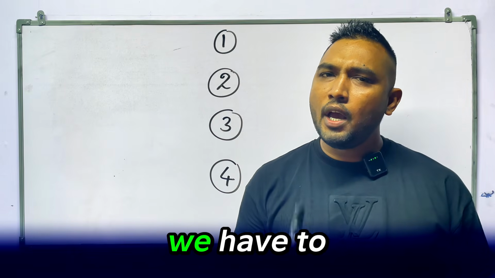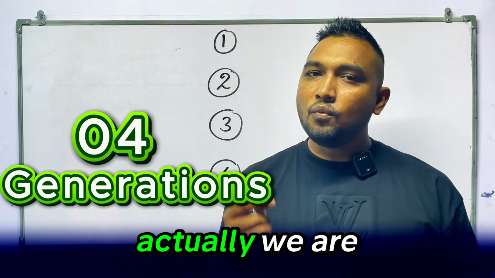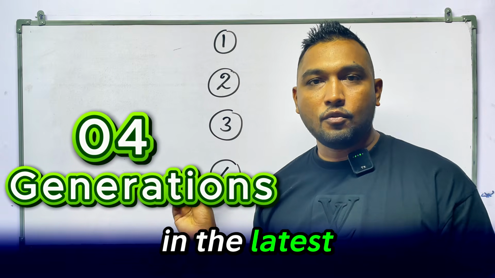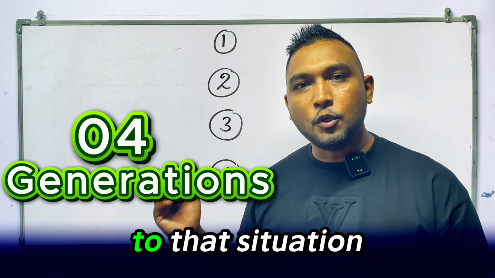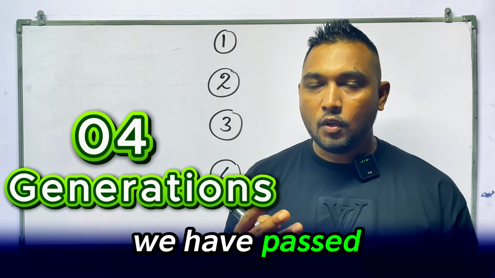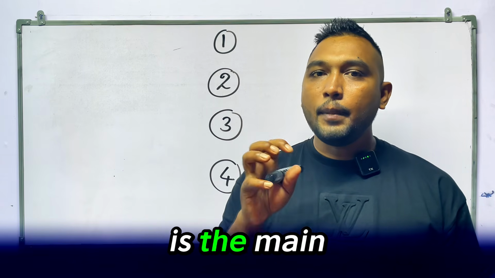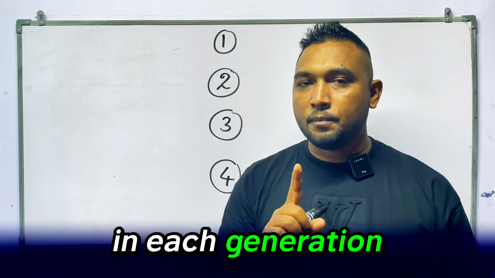In this lesson, we have to talk about 4 generations of CPUs. Actually, we are in the latest 4th generation of the CPU. But before coming into that situation, we have passed 3 generations. Okay, we are going to learn what is the main device, main technology used in each generation.